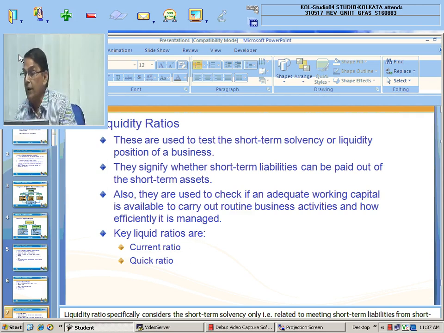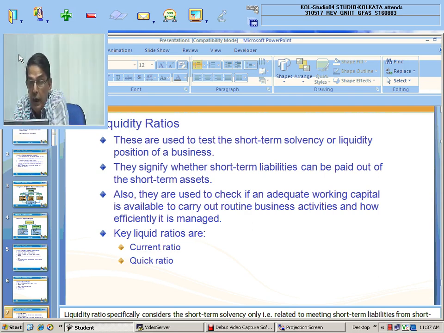So whether the company has adequate liquidity, that means whether short-term assets are adequate to take care of the short-term liabilities. Because if the company doesn't have enough short-term assets to take care of short-term liabilities, then there may be a position where the company will default on its short-term liabilities. That position can create problems for the company. So we are basically interested in knowing whether there is adequacy of short-term assets to take care of short-term liabilities.